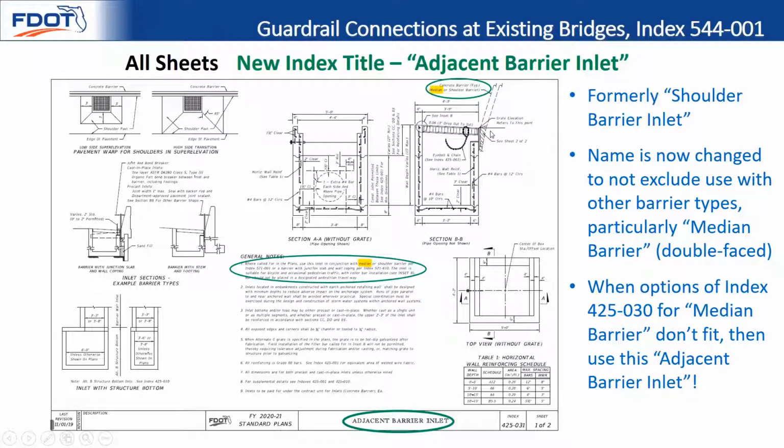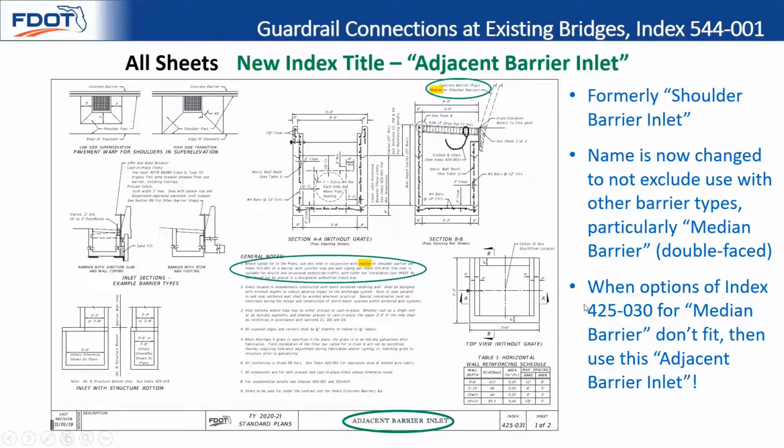It seemed to exclude it. Designers weren't picking up on the notes, and so it seemed like it was excluding median barrier usage when that's not the case. And really, this barrier can be used when the other barriers just simply won't fit, and you need an option where you're just putting this inlet adjacent to a barrier. And so that's the description for it, adjacent barrier inlet. This could be median or shoulder barrier. We're not trying to exclude any type of barrier, and so we wanted to make that clear. So we went ahead and changed the name. It's not only for shoulder barrier.